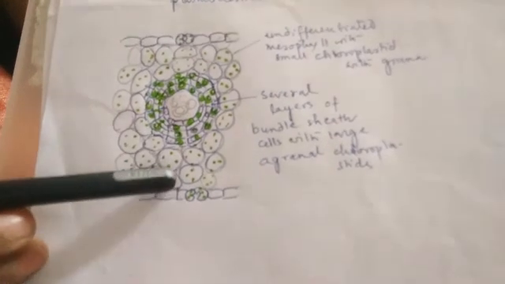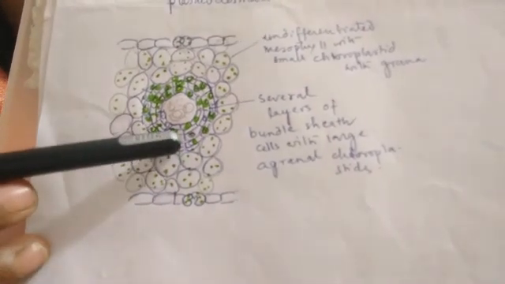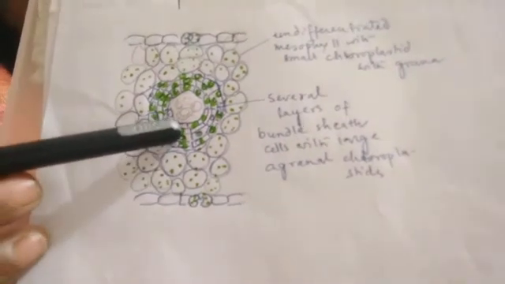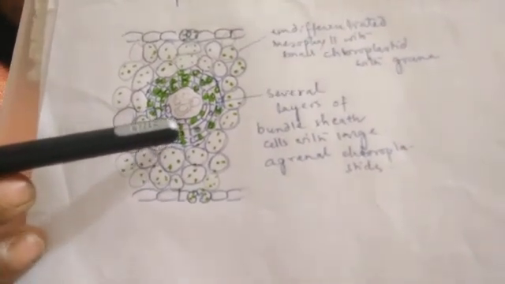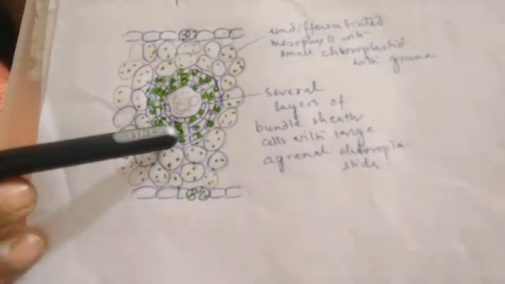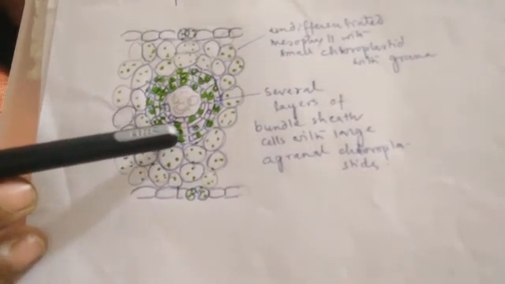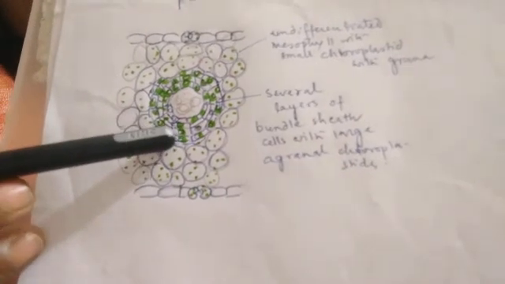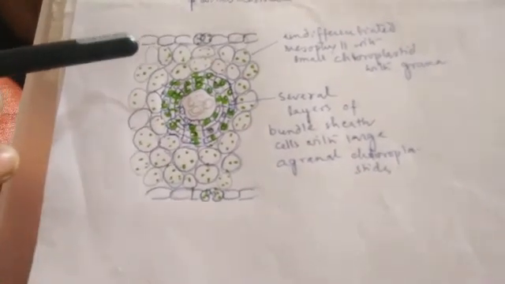And here, the carbon dioxide fixed by the mesophyll cells is finally taken into the bundle sheath cells, where the carbon dioxide is released, and finally this Rubisco and RuBP are used to form the carbohydrate. So how will we differentiate C3 and C4 plants?